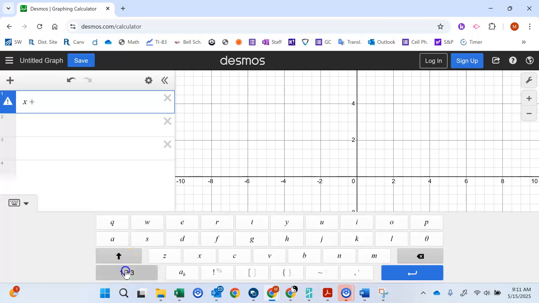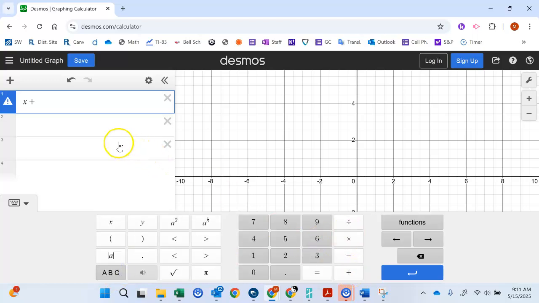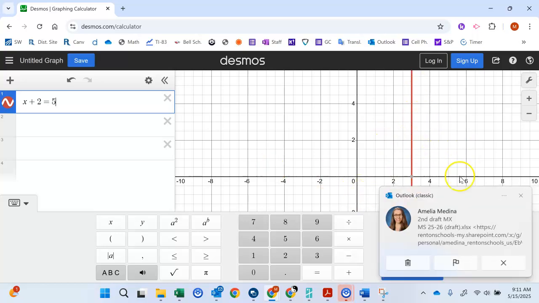Wait, I think it was in the last one, wasn't it? Here's a plus. What was it? 2 equals... What was the answer? The equation? Yeah, x plus 2 equals 5. Okay, so that's the equation. I just entered it in. Now, check it out. Over here, what do I get? I get a line.